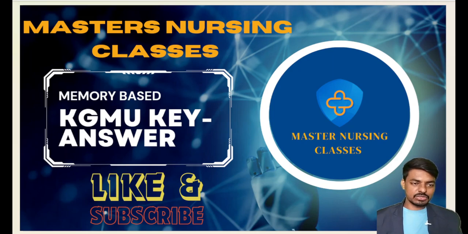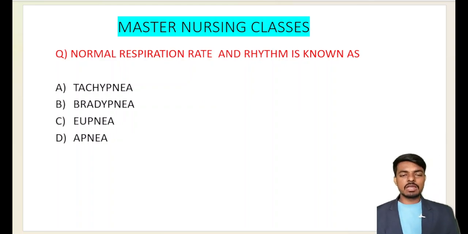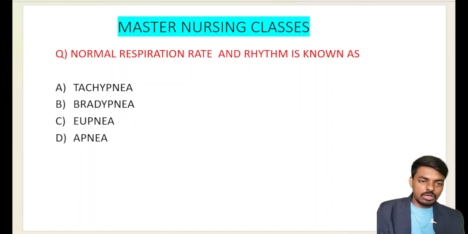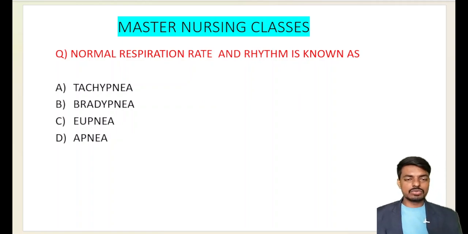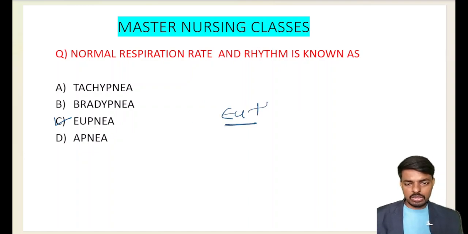So here is our first question of the KGMU exam. The first question comes like this: the normal respiration rate and rhythm is known as. What is the term used to describe the normal respiration rate and rhythm? Normal respiratory pattern means the rate and rhythm, everything is normal, so we will mention the word eupnea. Wherever the word "eu" comes, that indicates normal, like euthyroidism, meaning normal thyroid function.